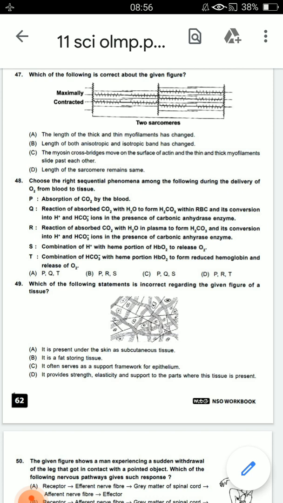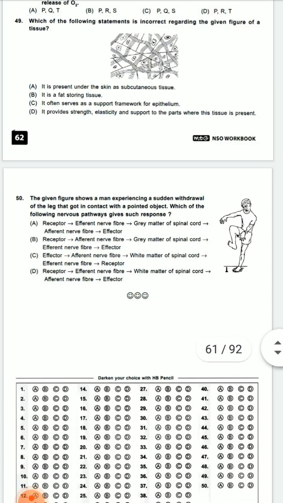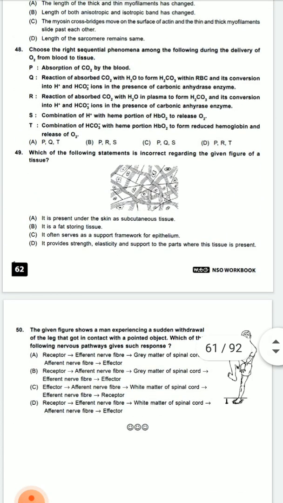The given figure shows a man experiencing a sudden withdrawal of a leg that got in contact with pointed objects. Which of the following nerve pathways gives such a response? Option A: receptor to the afferent nerve fiber, to gray matter of spinal cord, to afferent nerve fiber, to the effector. Option B: receptor to afferent nerve fiber, to gray matter of spinal cord, to efferent nerve fiber, to effector.